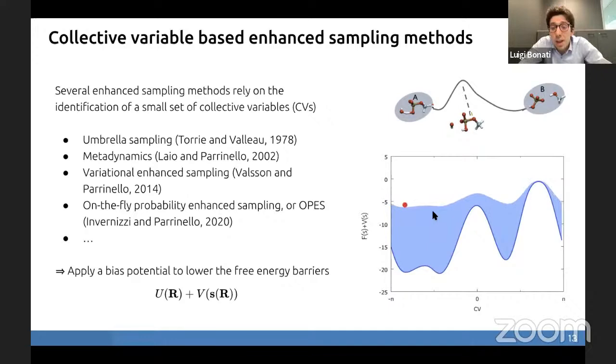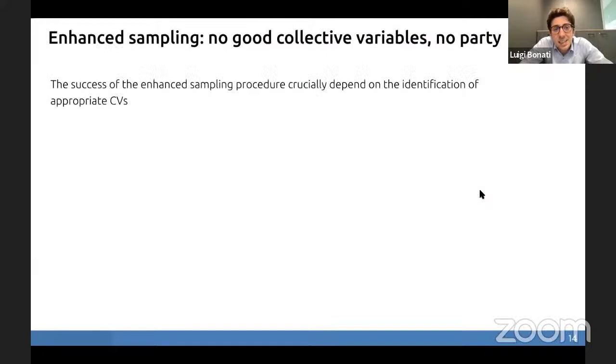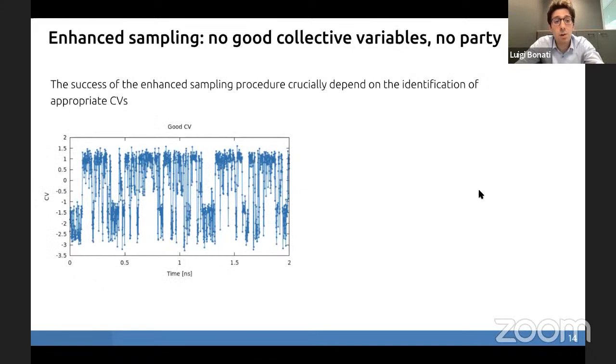In particular, it will allow the system to move more easily from one state to the other. The point here is that the success of all of these enhanced sampling methods crucially depends on the identification of appropriate CVs. Because of course, if you have a good CV, as you can see here, we will be able in a short amount of time to simulate many transitions from one state to the other.